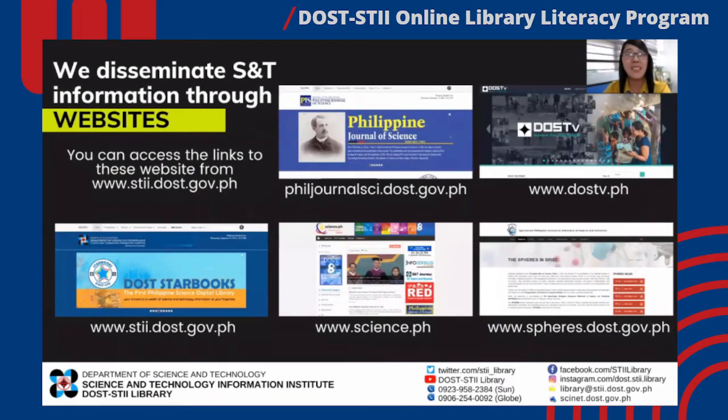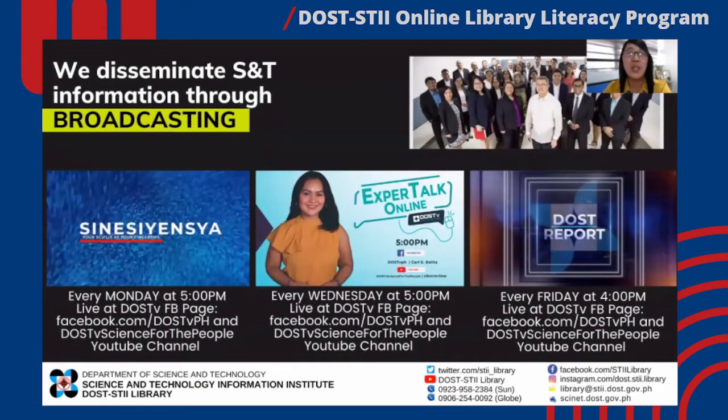We also disseminate SNT information through our website. So here are the following websites for Philippine Journal of Science at philjournalsci.dost.gov.ph. For DOST-STII, we have dost-stii.ph. For science.ph, we have science.ph. Very easy to remember, right? And for Spears, we have spears.dost.gov.ph. And you can access the link to these websites at DOST-STII website at stii.dost.gov.ph.